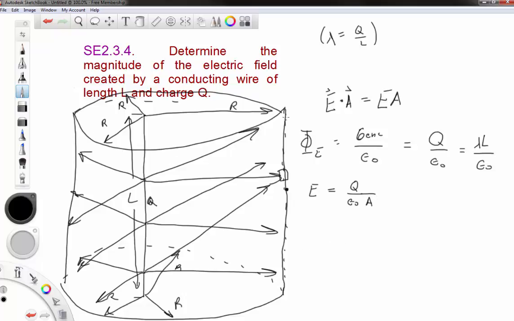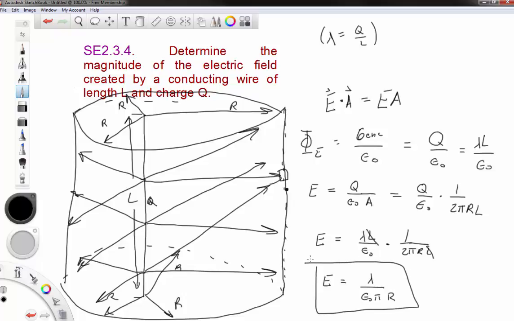So what is A? Well, A is the lateral area of this whole cylinder. So this looks like Q over epsilon naught times 1 over A. The lateral area of a cylinder is 2 times pi times the radius of the cylinder times height. So E basically looks like lambda times L over epsilon naught times 1 over 2 pi RL. Hence why I broke this up into lambda L, because we can now cancel some terms here. And so E is going to look like lambda over 2 pi epsilon naught R.